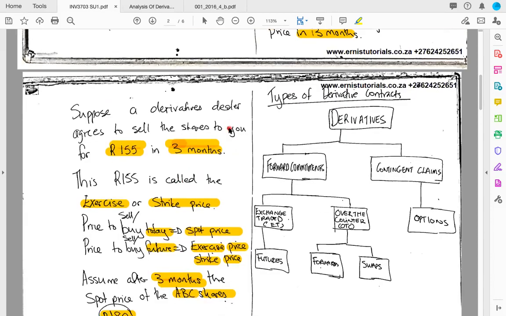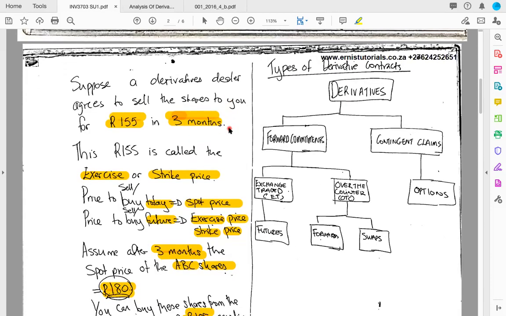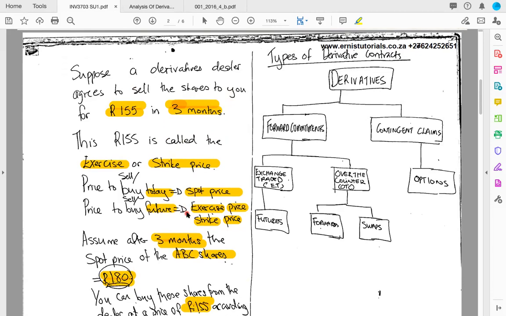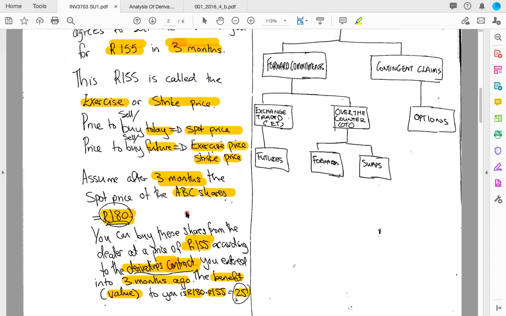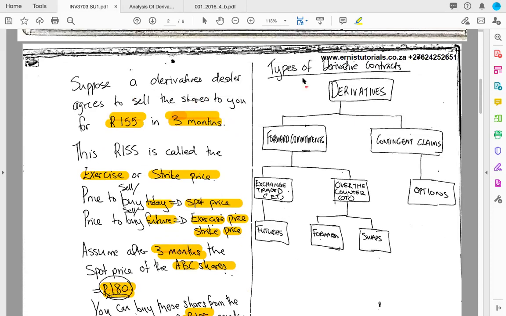Right. So now you have a basic understanding of derivative contracts and how they work and what they are all about. Now you know what we mean by a strike price or exercise price or a spot price and the benefits of derivatives. It's time for us to actually now look at the different types of derivative contracts.